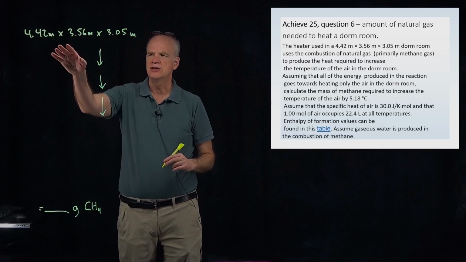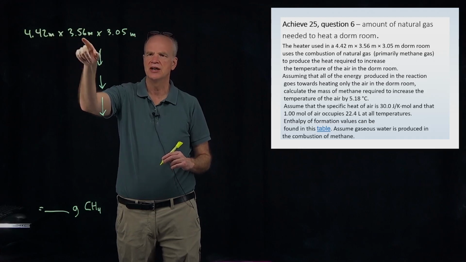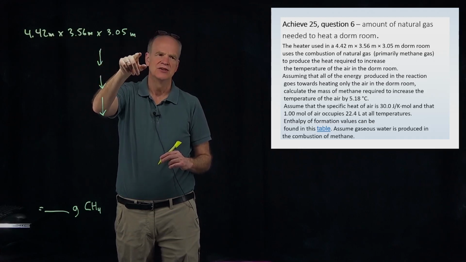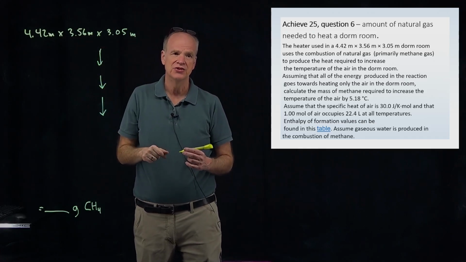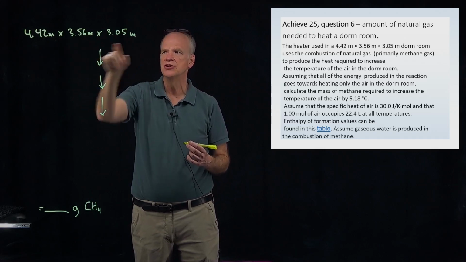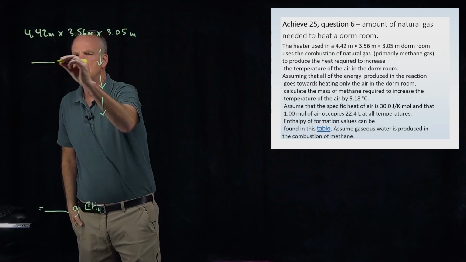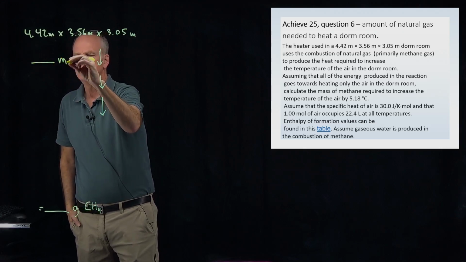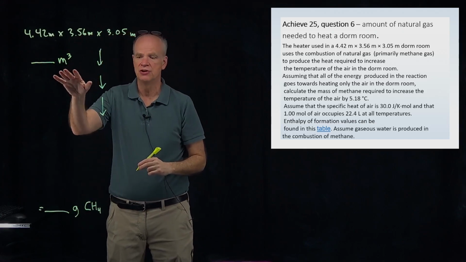Okay. So let's try to figure out what some of these steps may be. Here we have dimensions of length times width times height. You might remember that length times width times height is volume. So we multiply these three numbers together, we'll work out what it is, and it'll be in meters cubed. So that is actually a volume.